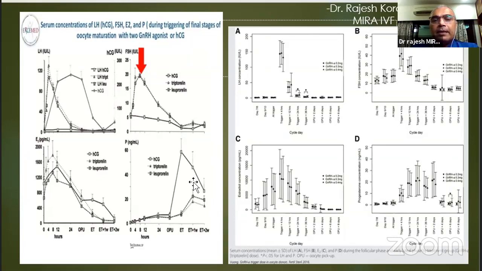And implantation is happening at this stage, at these days, where there is a falling progesterone level. And that is the reason sometimes the progesterone causes advancement of the endometrium. hCG trigger causes advancement of the endometrium and does not provide progesterone when it is actually needed.